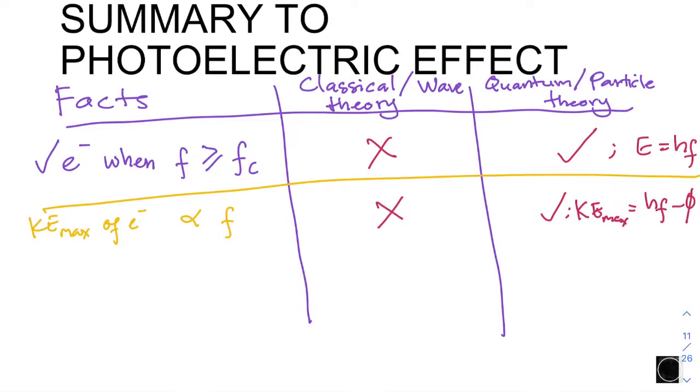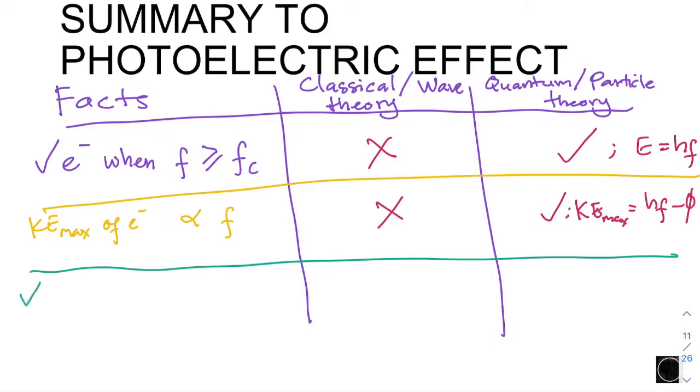Next one is about the ejection of photoelectron instantaneously, where the time taken is less than 10 to the power of negative 9 seconds.